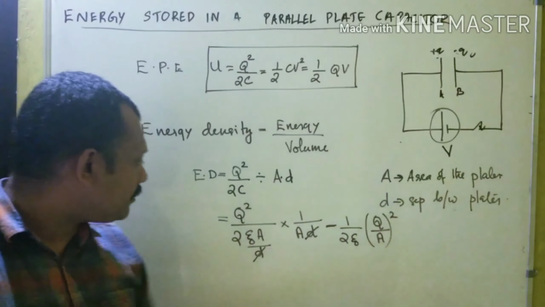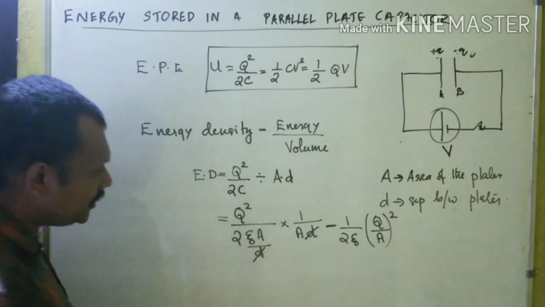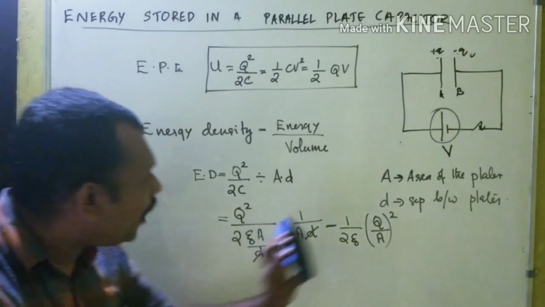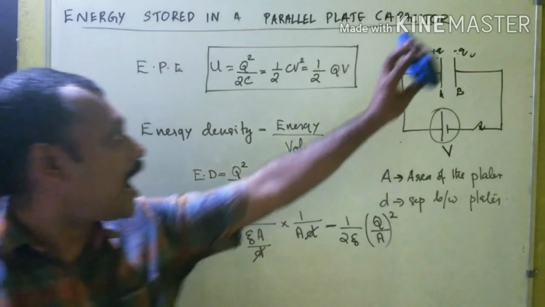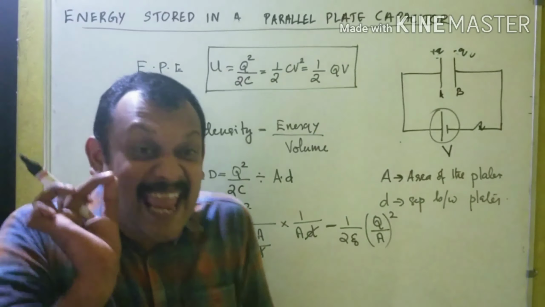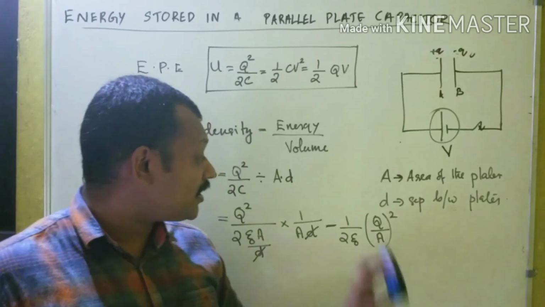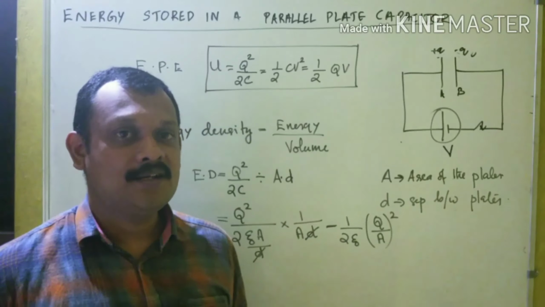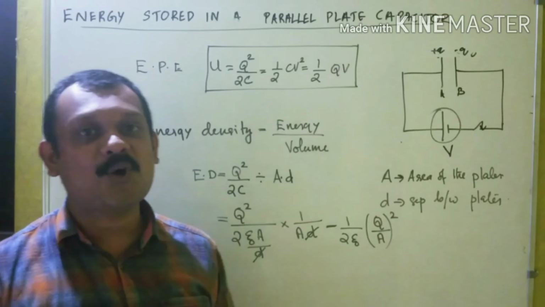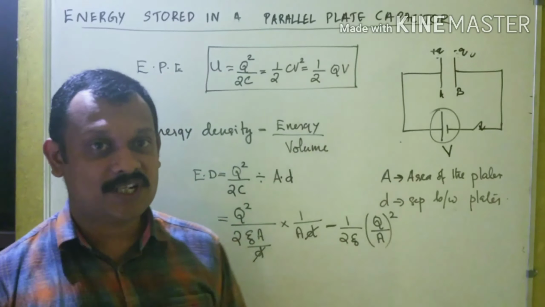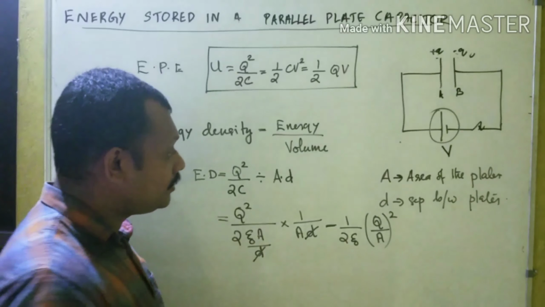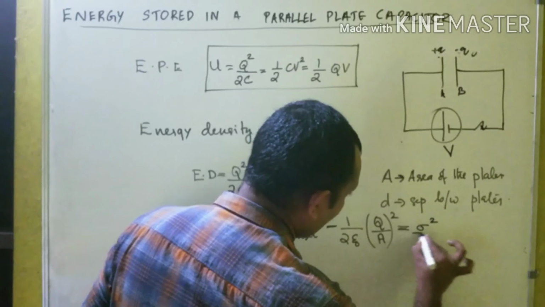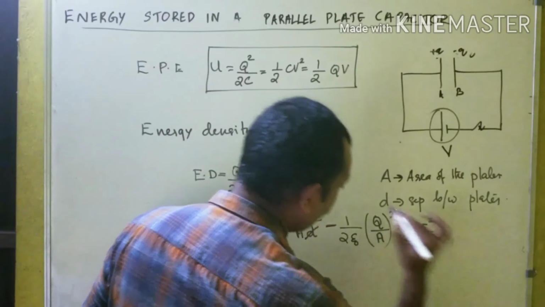How I got this expression? There is an A here, there is an A here. This is A into A square, Q square at the numerator. But what is Q by A? Q is charge on the plates of the capacitor. A is the area of the plates of the capacitor. Q by A is charge per unit area. Charge per unit area is called charge density, surface charge density. This is sigma. I can now say this is sigma square divided by 2 epsilon 0.